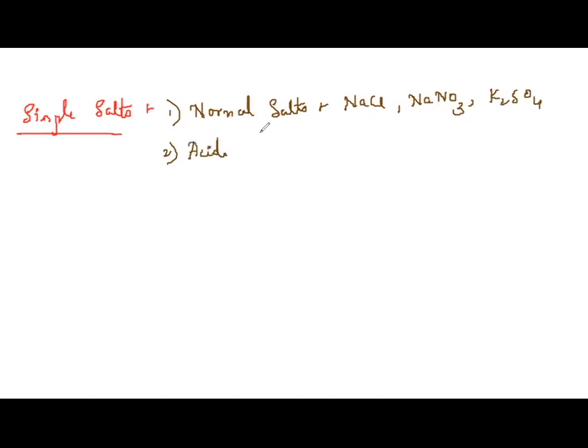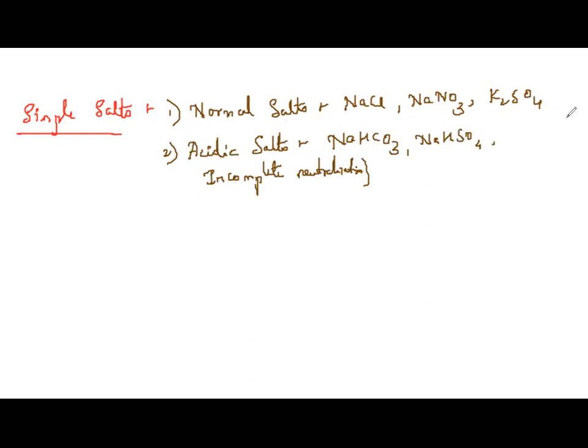Second type of salts are acidic salts. Salts formed by incomplete neutralization of polybasic acids are called acidic salts. Yes, they contain one or more replaceable hydrogens. Like for example, NaHCO3, or you can take NaHSO4, or you can take NaH2PO4. So they contain replaceable hydrogens.